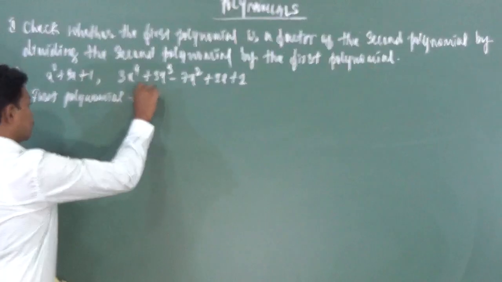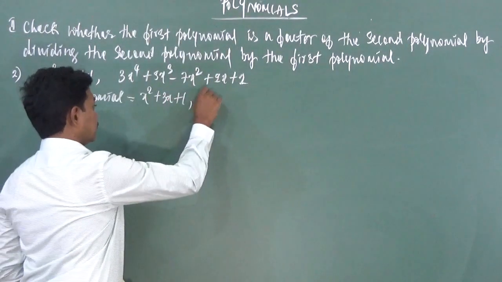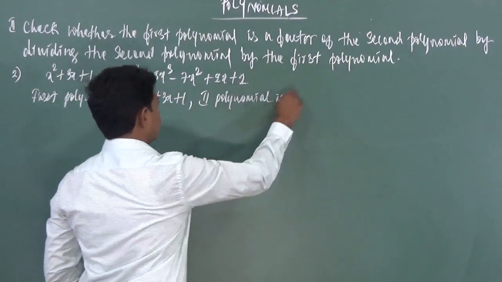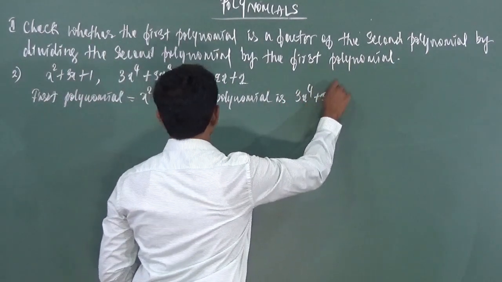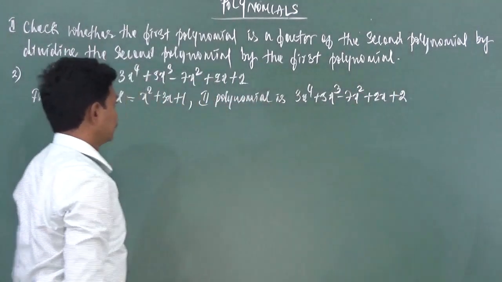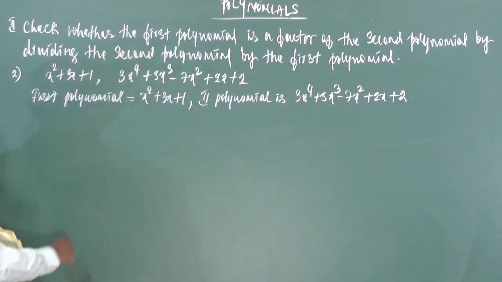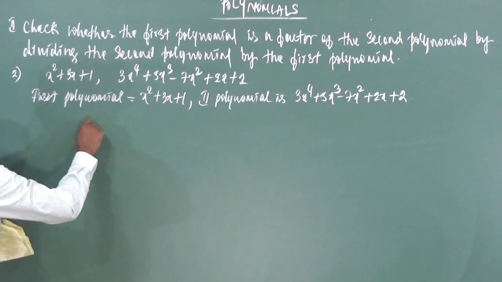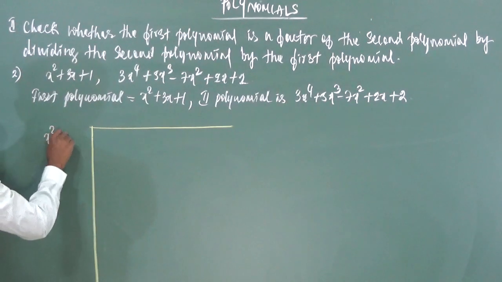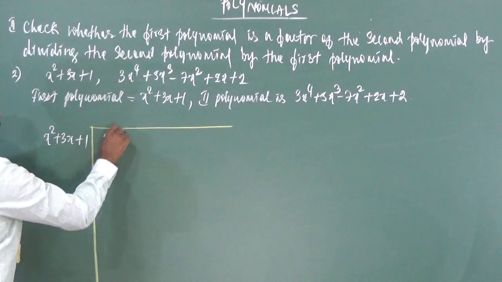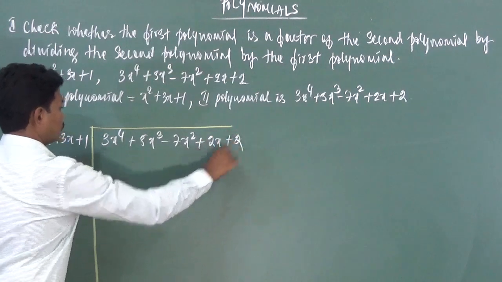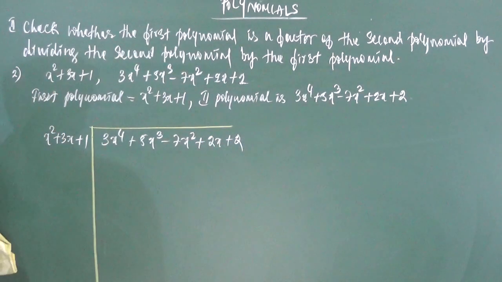First polynomial is x square plus 3x plus 1, and second polynomial is 3x to the power 4 plus 5x cube minus 7x square plus 2x plus 2. Okay, so now we will start the process of division by the steps of the algorithm. We will follow the algorithm. So this is the division process. So x square plus 3x plus 1 and 3x to the power 4 plus 5x cube minus 7x square plus 2x plus 2. So this is the given polynomial, right? So we'll start the process here.